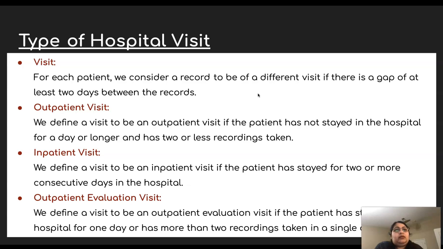Information related to the type of hospital visit by patients can help develop services and strategies for best meeting the patient's healthcare needs. In order to understand the variations in the nature of visits, we follow the definitions recommended by our co-author clinician to extract information about the nature of visits for every record in our dataset. These are the definitions we followed. We considered, for each patient, a record to be of a different visit if there is a gap of at least 2 days between the records.